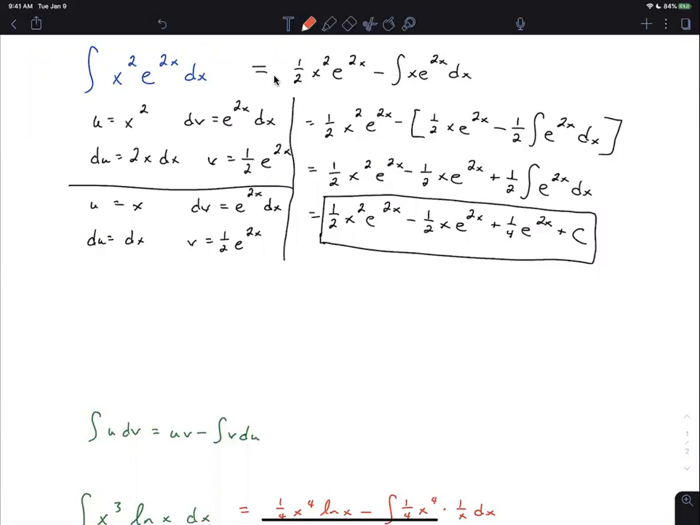And so the thought process should be, okay, would I rather drop a power or would I rather go up a power when I go from here to here? Does that make sense to everybody? So if I'm going to keep e to the 2x, would I rather go from x squared to x or from x squared to x cubed? If I drop a power, by doing it one more time, the x is going to drop out completely and I'm going to be able to do the problem. Everybody clear on that? Any questions on that?